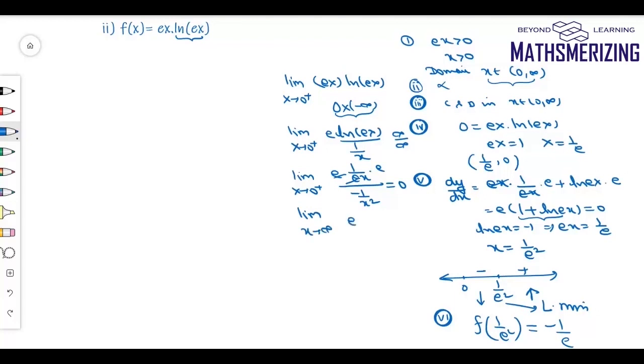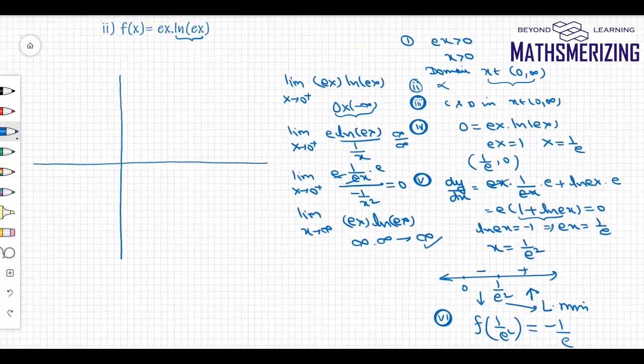I'll also find the limit at x equals infinity, which is x into ln x. Now when x tends to infinity, it is infinity, and log infinity is also infinity. So infinity into infinity is infinity, which is not an indeterminate form. That means the limiting value of this function when x tends to infinity is infinity itself.